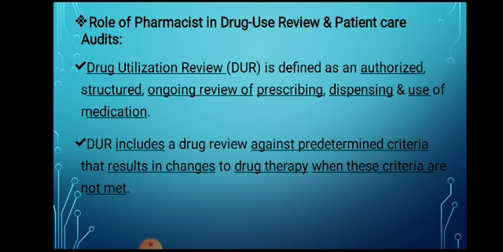And for what is the review done? The review of, just as we said, prescribing, dispensing, and actual use of the medicine. Okay, this is called as drug utilization review. DUR includes everything. Okay, further, this also includes review against predetermined criteria that results in changes to drug therapy when the criteria are actually not met.